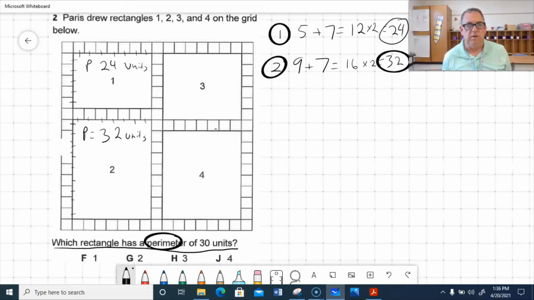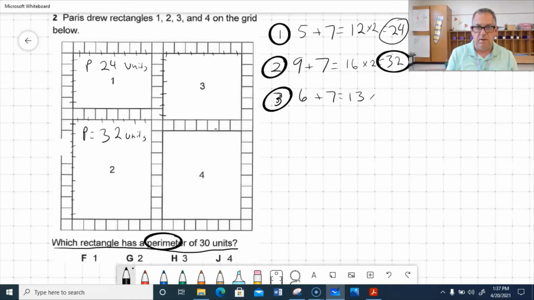What is the perimeter of rectangle 3? Okay, let's check that and see. That's 1, 2, 3, 4, 5, 6 by 1, 2, 3, 4, 5, 6, 7. I know 6 plus 7 is 13, and 13 times 2 equals 26. So rectangle 3 is 26 units is the perimeter.